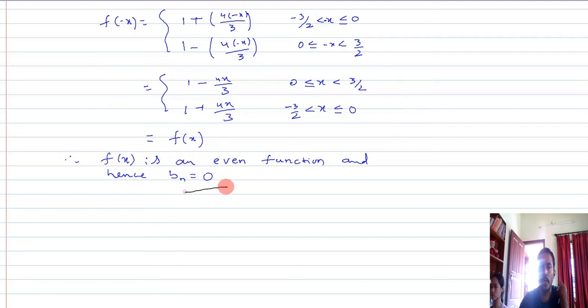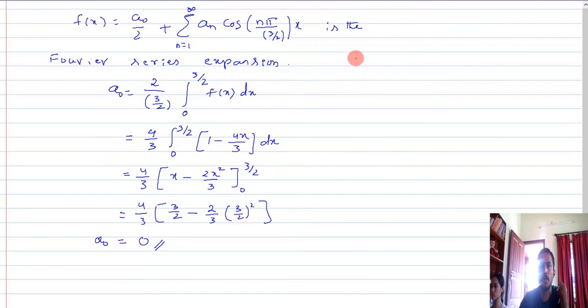We need not calculate bn. Bn we can directly write as 0. We have to calculate a0 and an. So first we write the expansion f of x equals a0 by 2 plus an cos n pi x by l, where l is 3 by 2 here, and a0 and an I have to calculate. Come to the a0 part. a0 is 2 by l, that is 3 by 2, integration from 0 to l f of x dx.